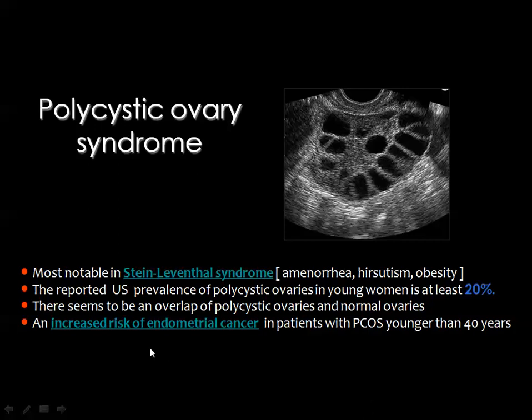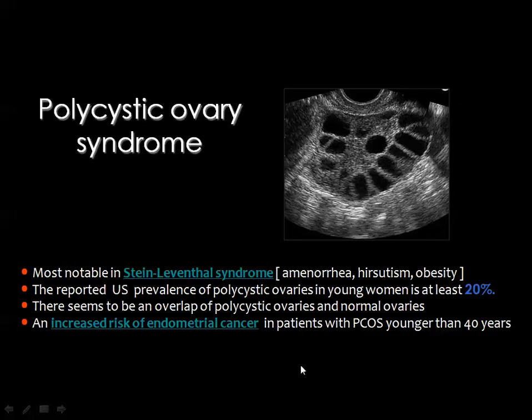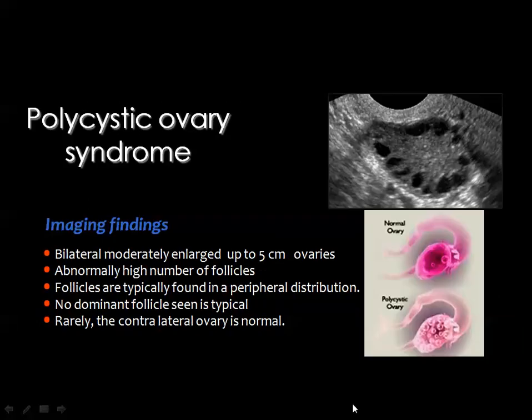An increased risk of endometrial cancer in patients with polycystic ovary syndrome younger than 40 years is known in the literature. This syndrome is also known as the Stein-Leventhal syndrome, which is a combination of amenorrhea, hirsutism, and obesity.